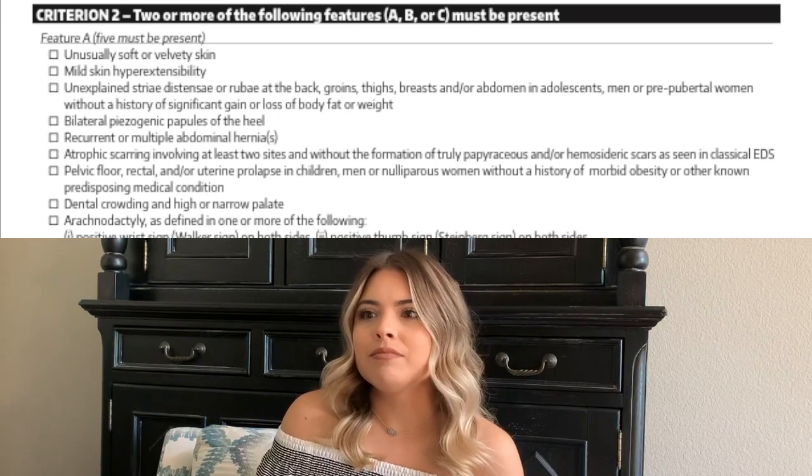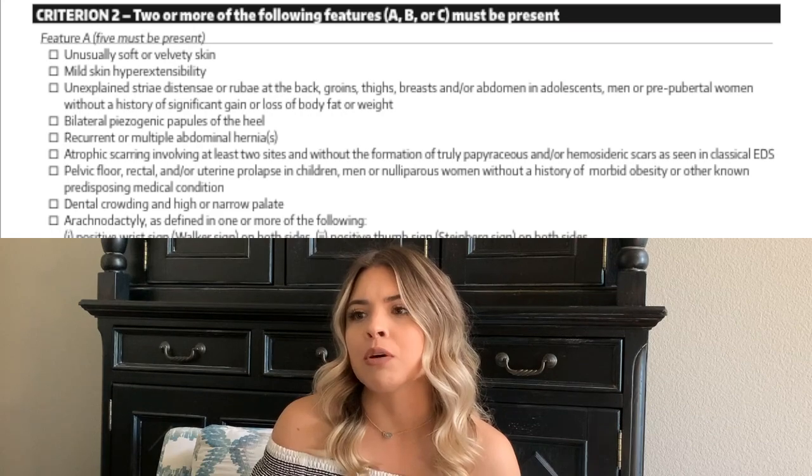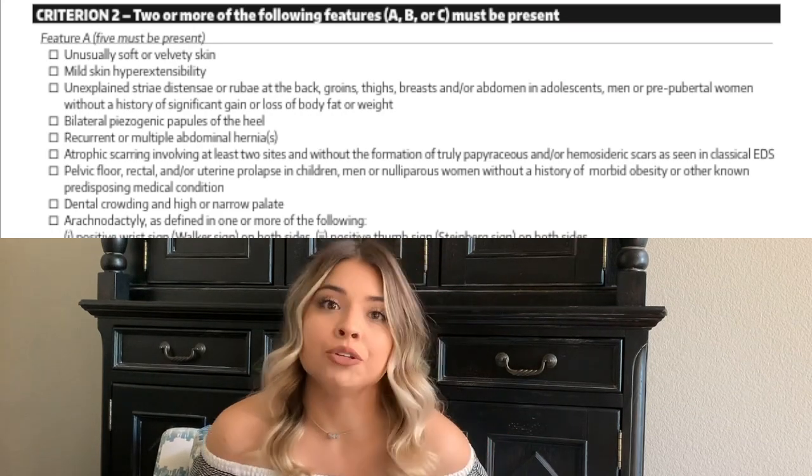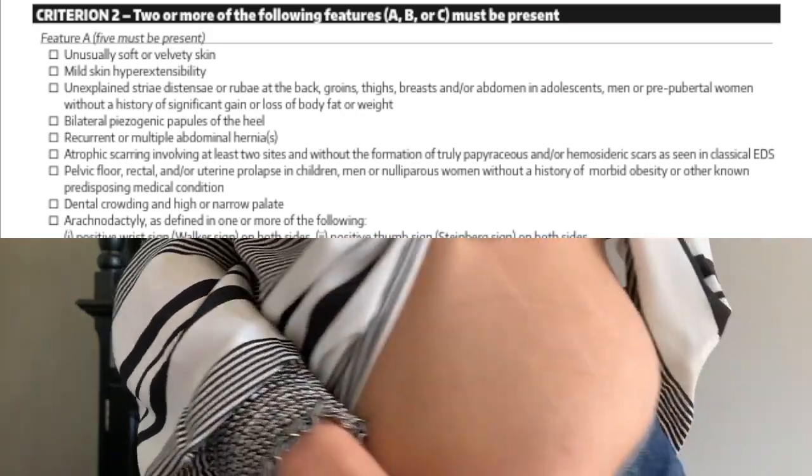Unexplained stretch marks. Oh, this is about stretch marks. I can show you mine. I don't mind. See that? Those are my zebra stripes.